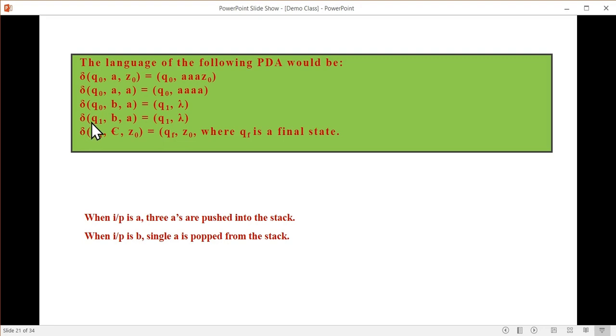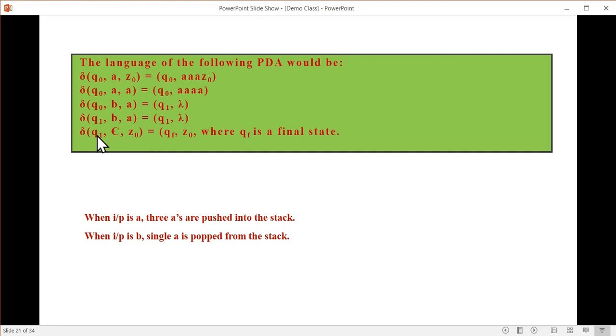The next function is transition Q1 comma. Now the state is Q1, the input is B and the top of the stack is A. The input B means we have to pop. So it stays in the same current state, that is Q1, with empty output, which means the A is popped from the stack. So the next one is Q1 comma no input.